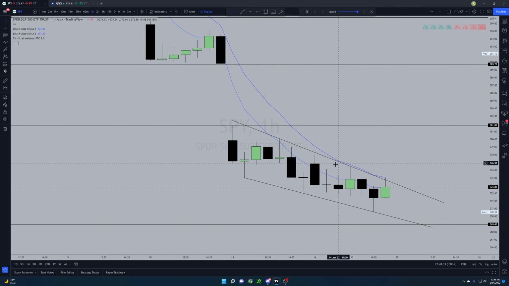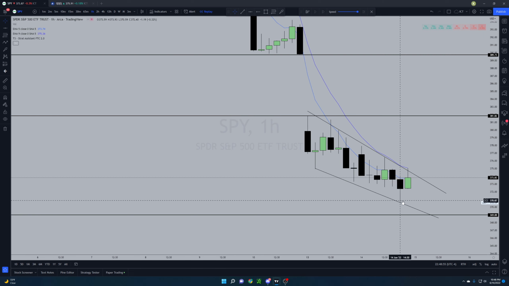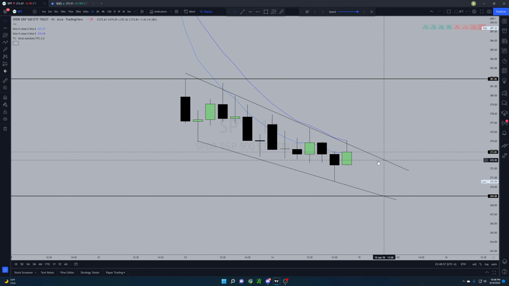We're just getting EMA rejections the whole time. So this was the open today, right? We opened up right in your hourly EMA, so that's a no-brainer short up there. Then you ride that down, and here's another pullback up to EMAs. You can ride that down. And now we just closed in our EMAs again, right?